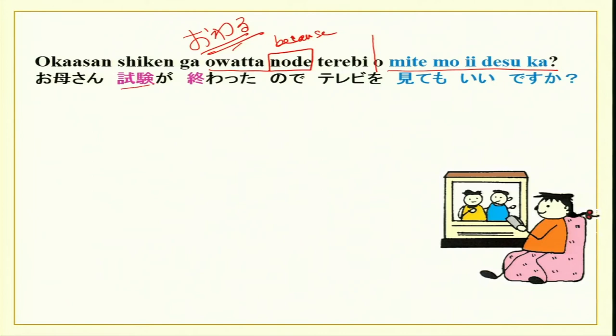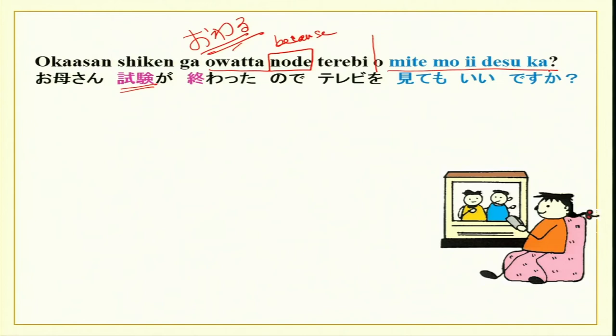Look at this kanji over here. Today I will not do this kanji, as you have done one difficult kanji of benkyo. We are going to do it next time. Just look at this, and when I make this kanji next time, then I'm sure you'll be able to recognize. So okasan shiken ga owatta no de, because it is over, terebi o mite mo ii desu ka?